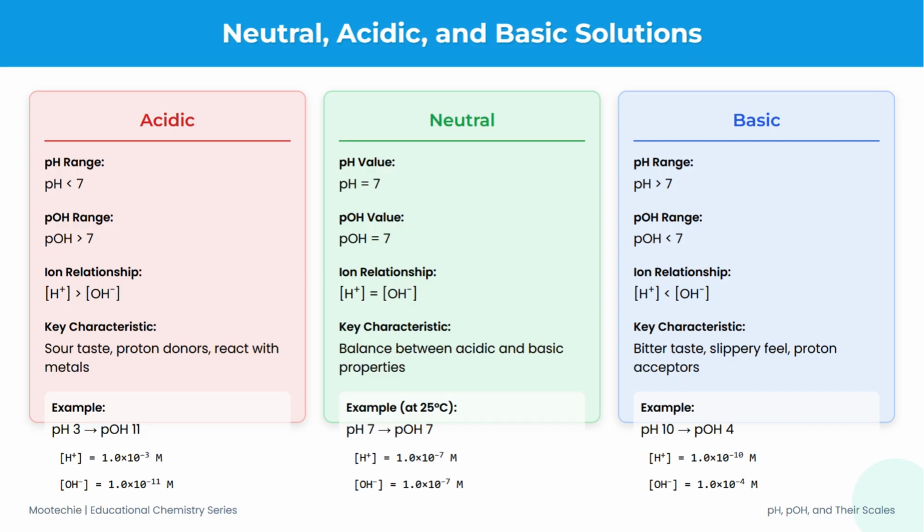Finally, basic solutions. They have a pH of greater than 7 and a pOH of less than 7. In these solutions, the hydrogen ion concentration is less than the hydroxide ion concentration.